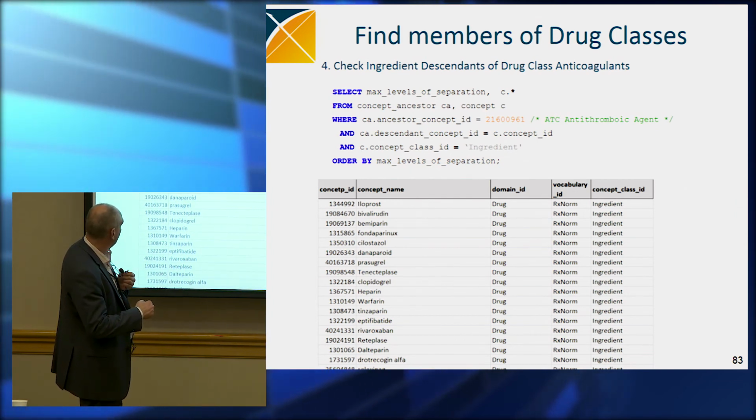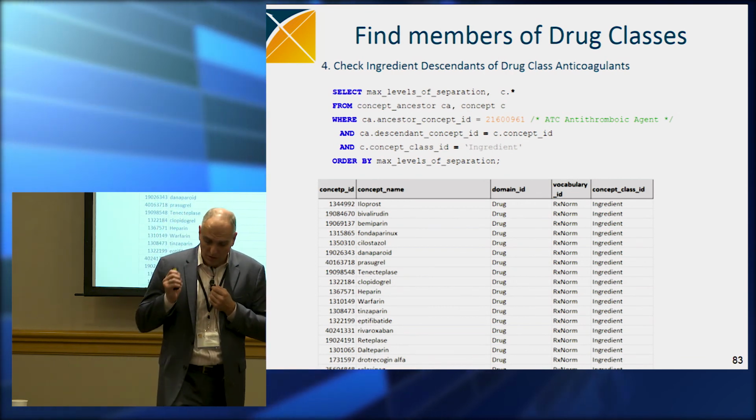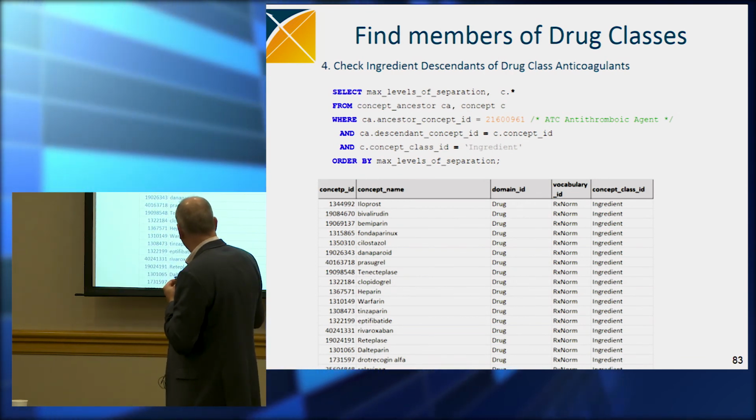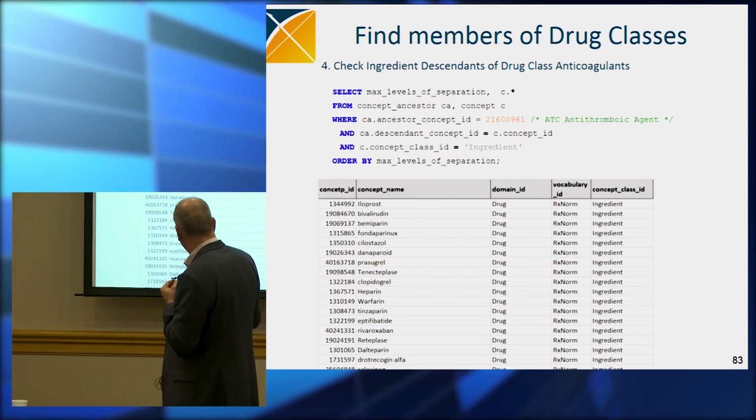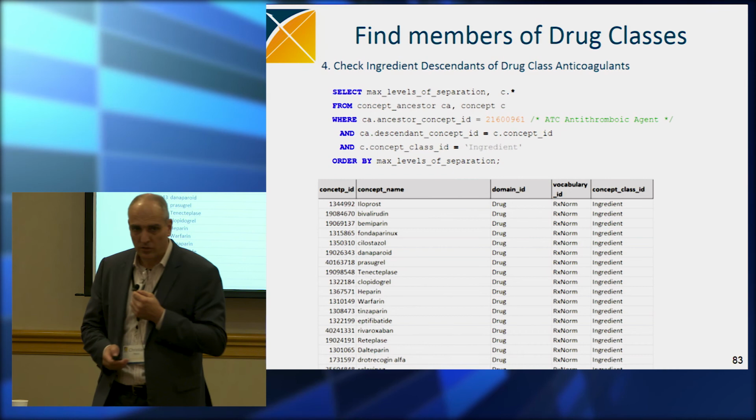And again, if you want to get the descendants of those, which are the drug products, you remove the limitation to ingredient in the concept class ID. Okay. Any questions so far?